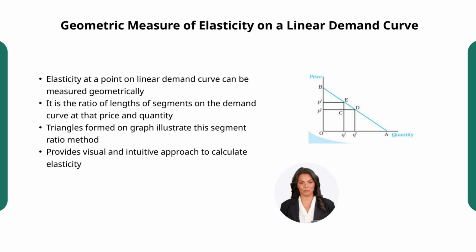Small changes move price from P0 to P1 and quantity from Q0 to Q1. Using the properties of similar triangles BP0D and OBA, and ratios of segments DA and DB on the demand curve, we find that price elasticity of demand at that point equals the ratio DA divided by DB.